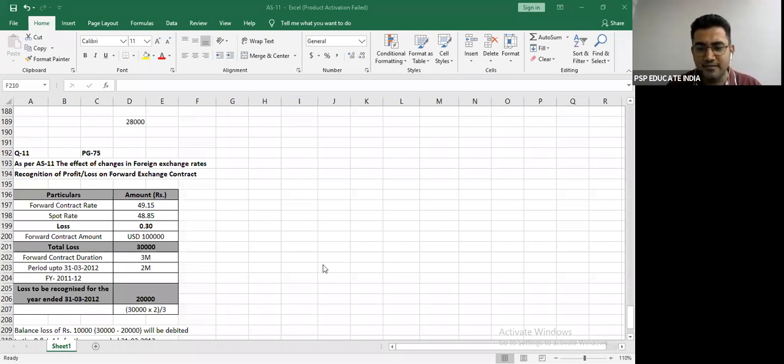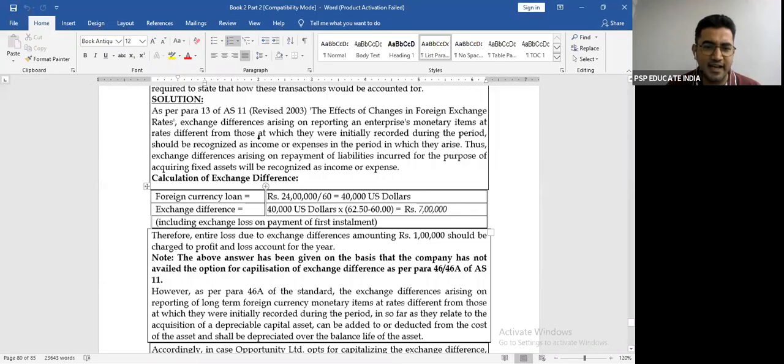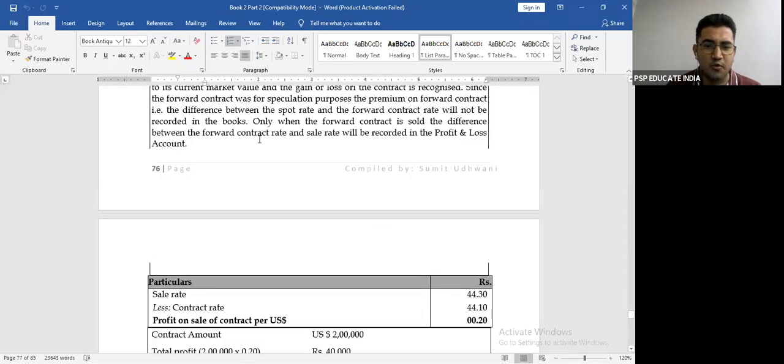Are you getting it? Quickly on the chat box, are you clear with this? Do you have any doubts? Are you clear with this concept? If yes, then we go ahead. If you're clear with this, come to question number 6. That will completely help you understand the entire concept of speculation from forward contracts. Question number 6.